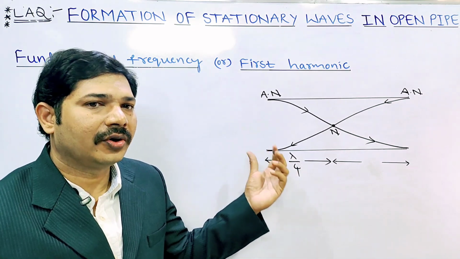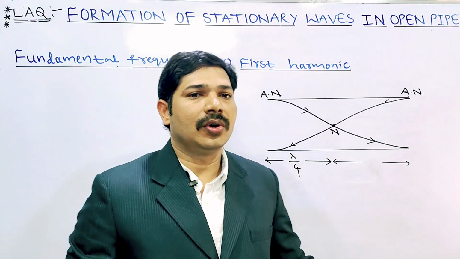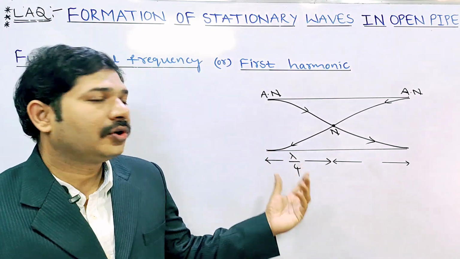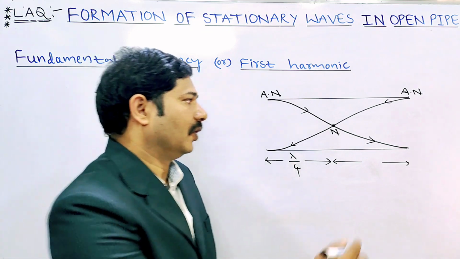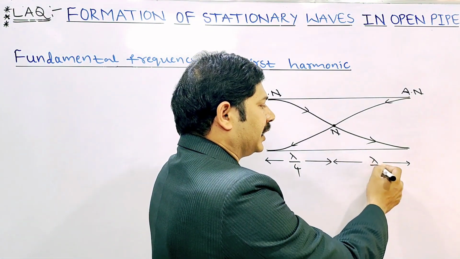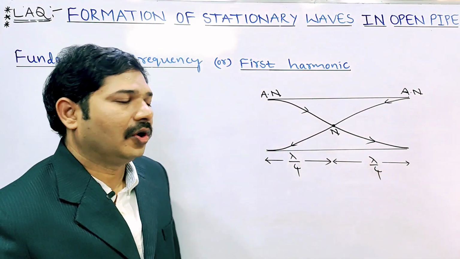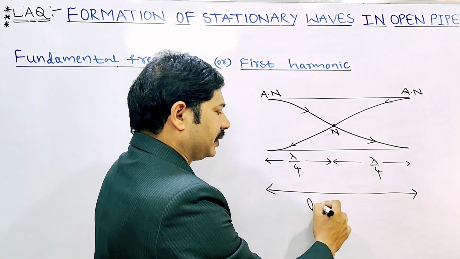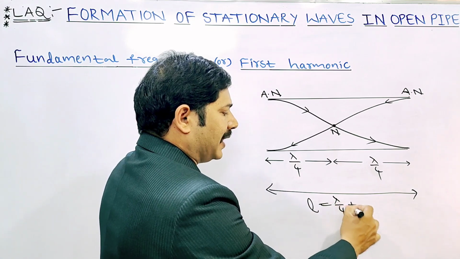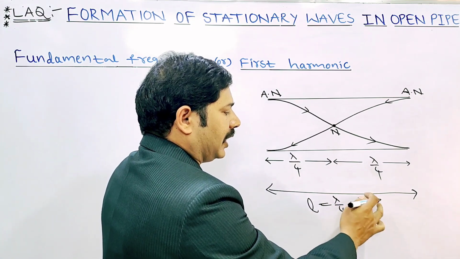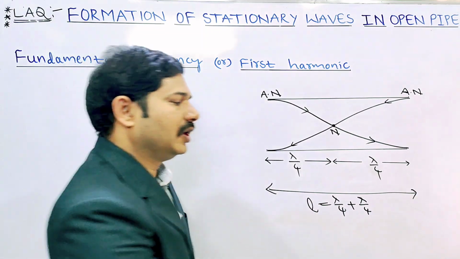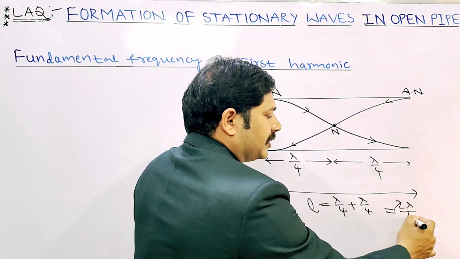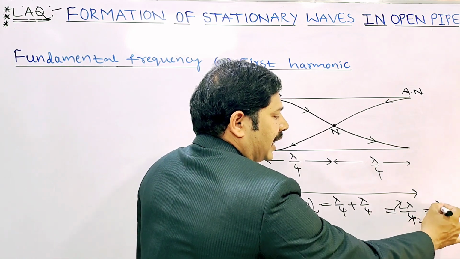Any two successive nodes, or antinode to antinode, is lambda by 2. But antinode to node is how much? Lambda by 4. Here also node to antinode is lambda by 4. Total length is how much? L equals lambda by 4 plus lambda by 4, so that equals 2 lambda by 4. Two ones are two, two twos are four, that equals lambda by 2.